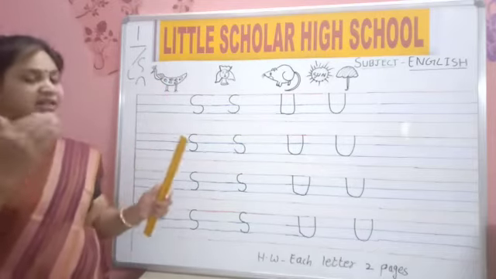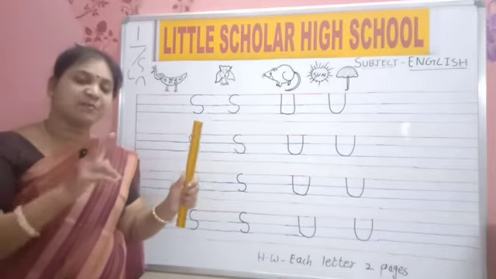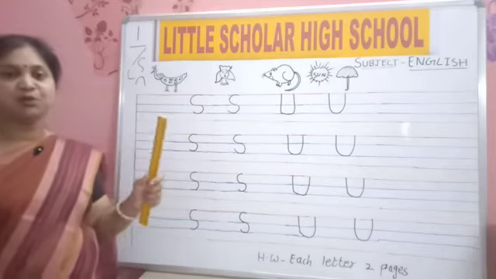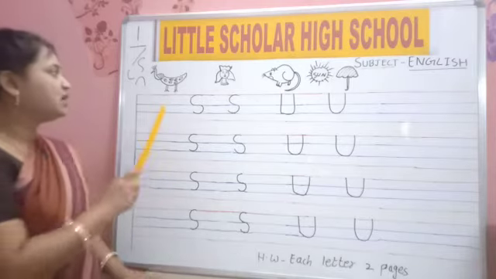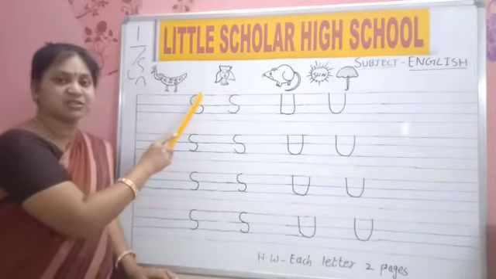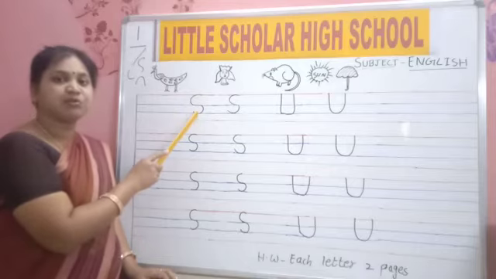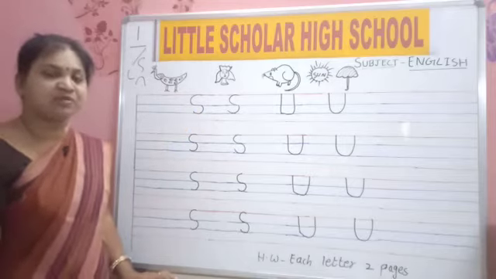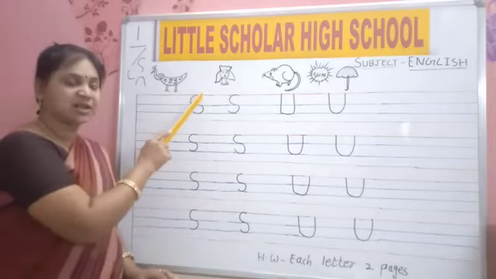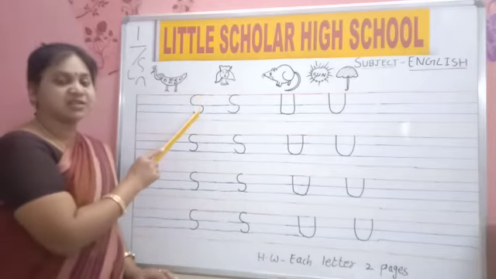Okay. Then the other paper, U. 2 papers, a complete paper should be U. Understood, children? So when you are writing, how will you write? You will touch the red line and the second blue line. Your handwriting should be very, very neat. When you are writing, touch the red line and touch the second blue line.